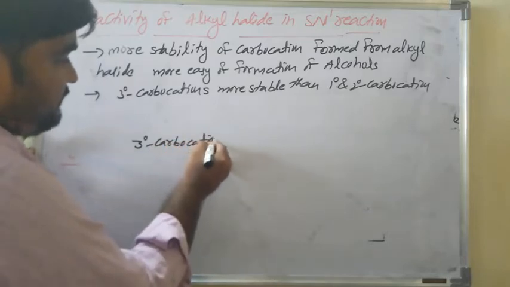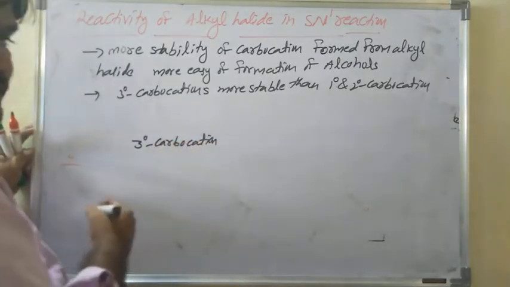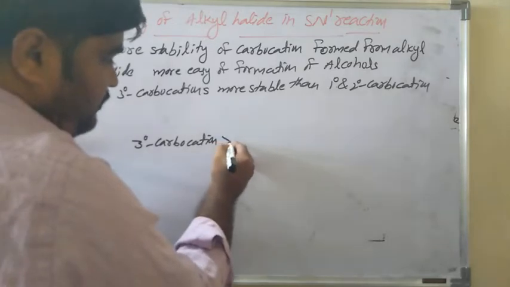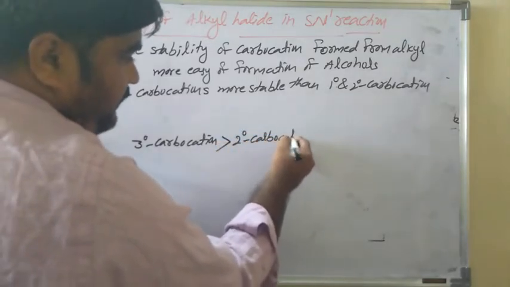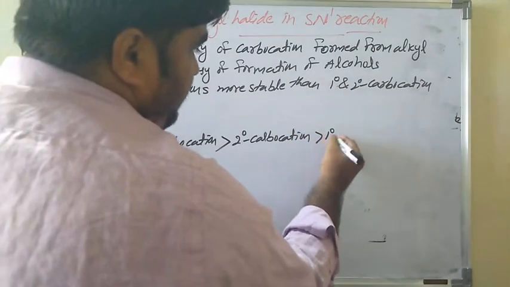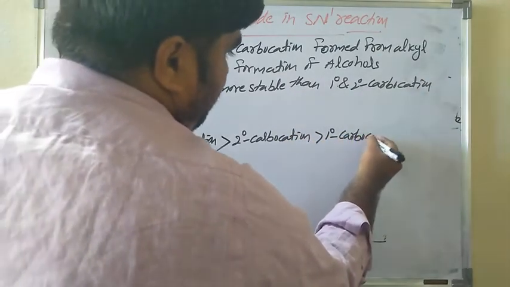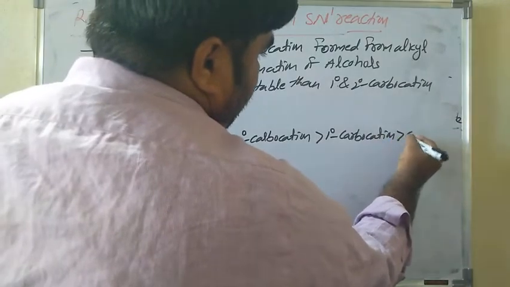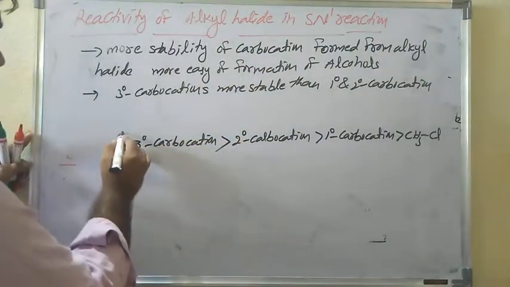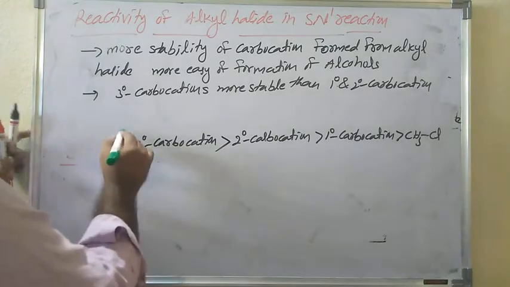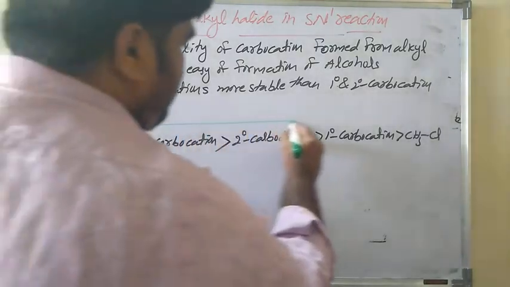So for the rate of the reaction, reactivity of tertiary carbocation is more than secondary carbocation, then primary carbocation, then methyl chloride. So in SN1 reaction, which carbocation is more reactive?